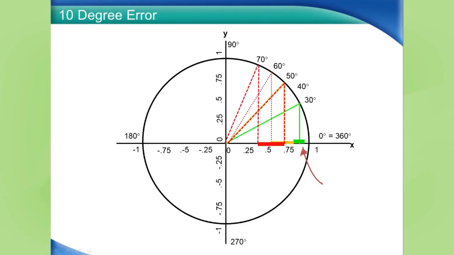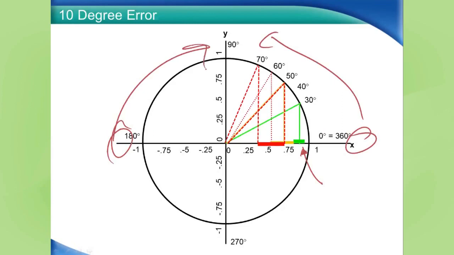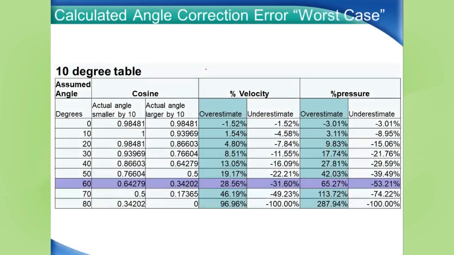So clearly, as we get away from 0 degrees and 180 degrees, and we get closer to 90 degrees, our error gets significantly bigger. And this is one of the reasons why we try and stay at 60 or below and not get above 60, because as we get closer and closer to 90, the errors blow up very, very rapidly. And in fact, this table shows that.